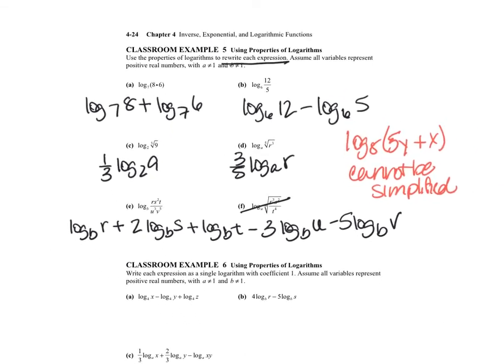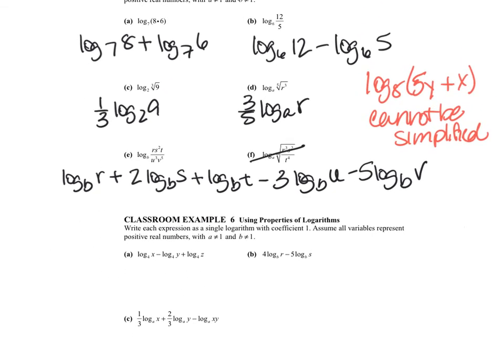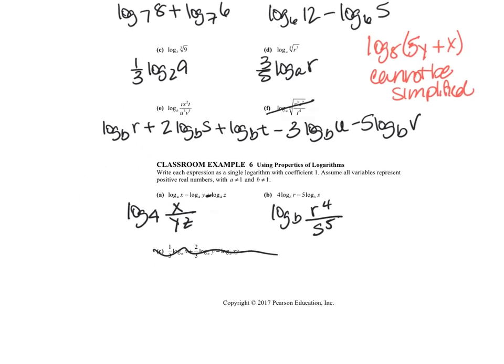And then these on the bottom, we're going to work backwards. And so this should be subtraction. So it's log base 4, x is in the numerator, y and z are in the denominator. So this one means r to the 4th over s to the 5th. And we're not doing c.